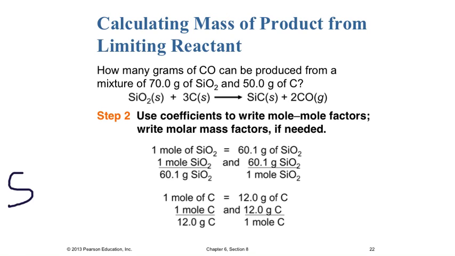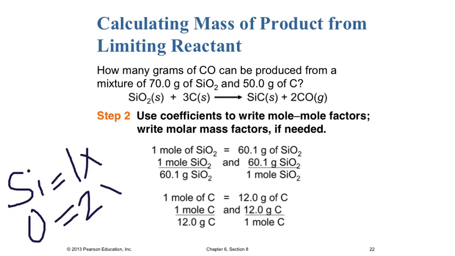Remember, molar mass is, let's say I have SiO2. Si has 1 atom, and in SiO2 we have 2 oxygen atoms. You take Si and multiply by its mass, oxygen and multiply by its mass, and calculate it. When you calculate them together, you should get 60.1 grams of SiO2. Carbon has a molar mass of 12.